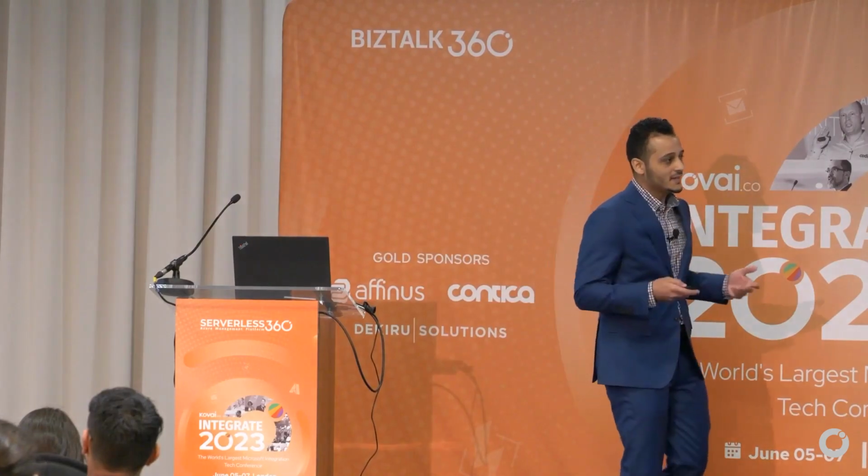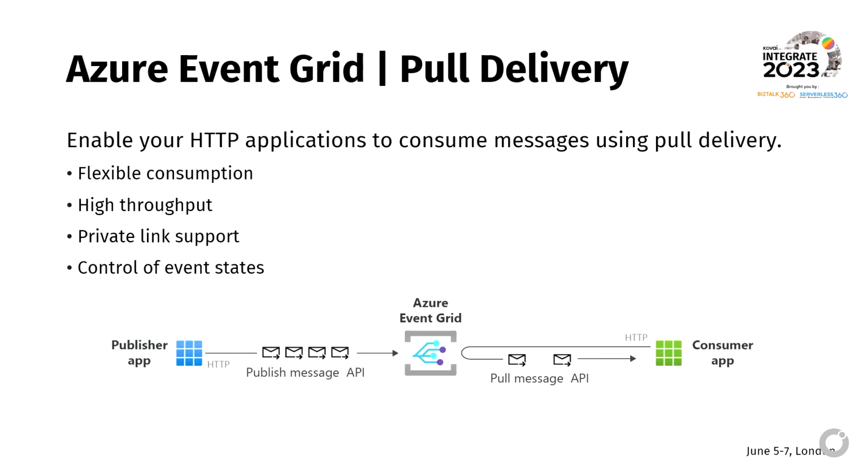Next, I want to talk about private link support. Private links were designed to be used when the client initiates the communication with an Azure service, not the other way around. So far with push delivery in Event Grid, you weren't really able to leverage that feature because Event Grid would be the one initiating the communication and pushing messages to your clients. Now with pull delivery, you can have your clients or subscribers initiate that communication and pull messages out of Event Grid from a private endpoint in your virtual network.